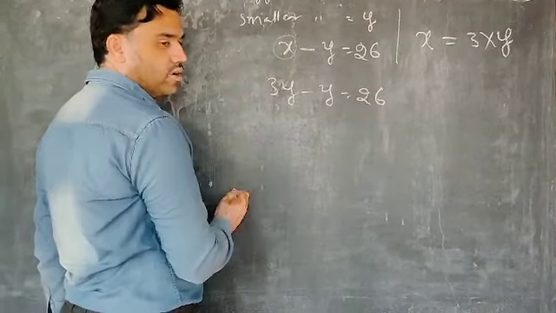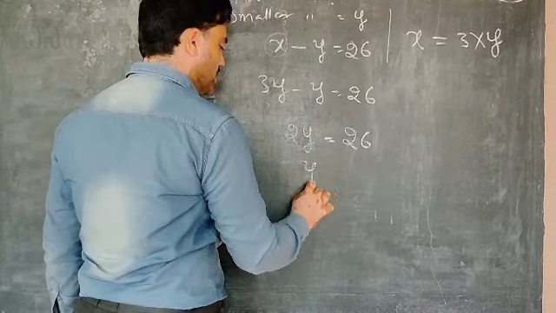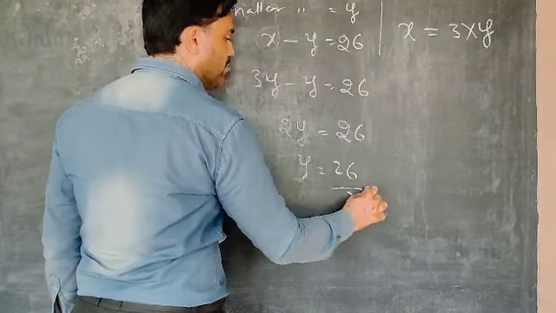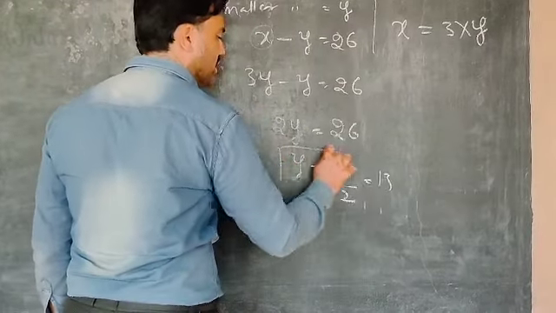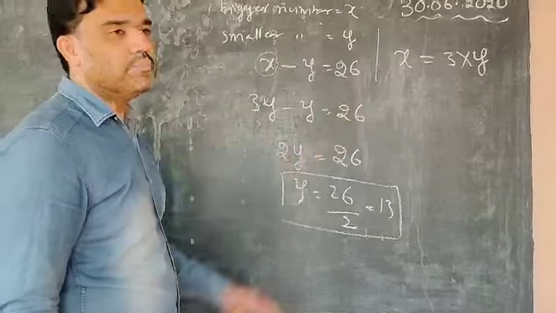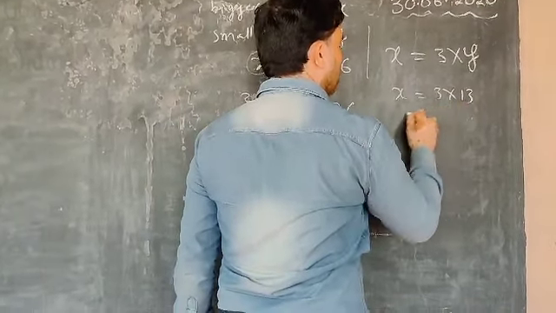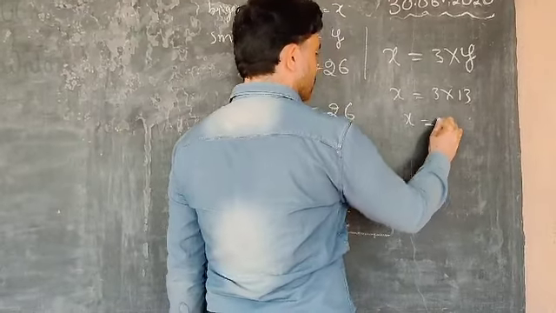3y minus 1y, how much? 2y. Very good. That is equal to 26. y is equal to 26 divided by 2. 2 thirteens are 26. So the y value is how much now? 13. Now calculate the bigger number. That is x is equal to 3 into 13. x is equal to 39.